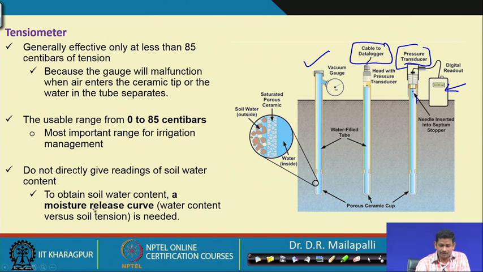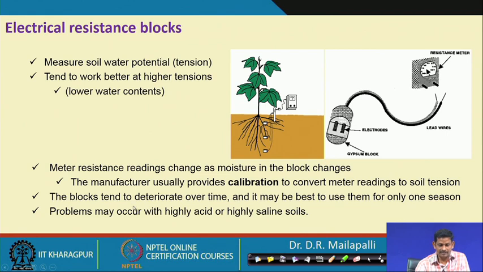With a tensiometer also we can indirectly measure the soil moisture. For that, what we require is the soil moisture release curve. So how do you get that soil moisture release curve here? Yeah, that is one thing.